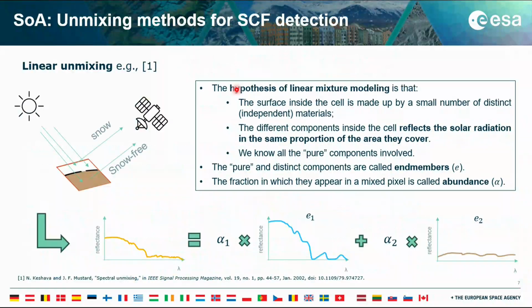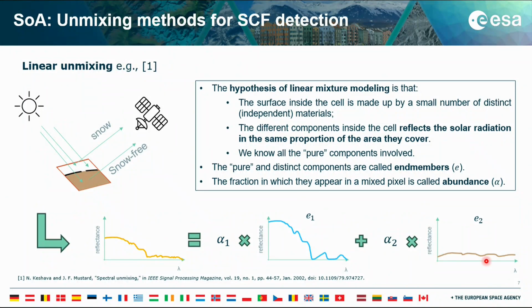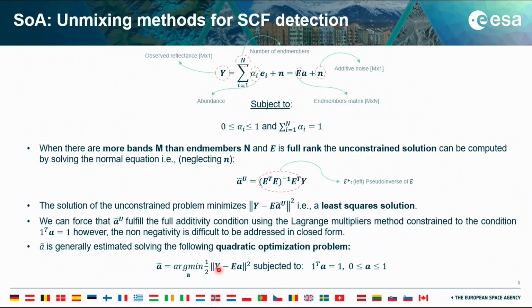But just maybe, since I see some strange faces here, let's say I have this problem here. How would you solve this, given this? You know the reflectance, you know endmember 1 and endmember 2, and you are missing alpha 1 and alpha 2. You just have to find the solution that minimizes the difference between these two terms here.